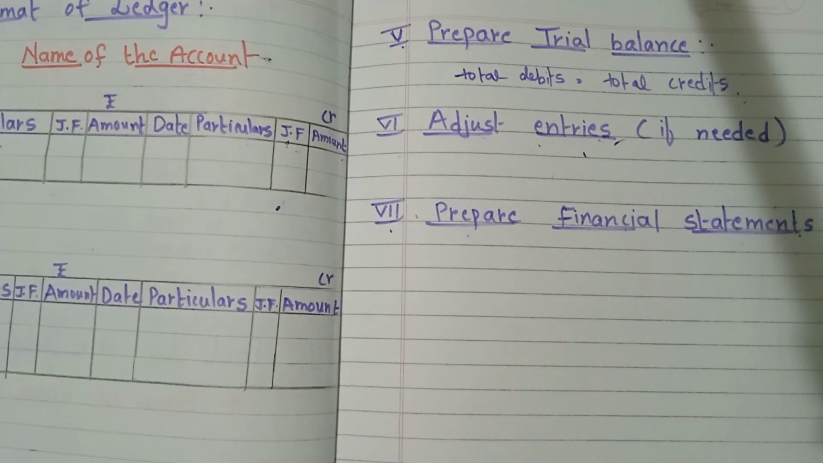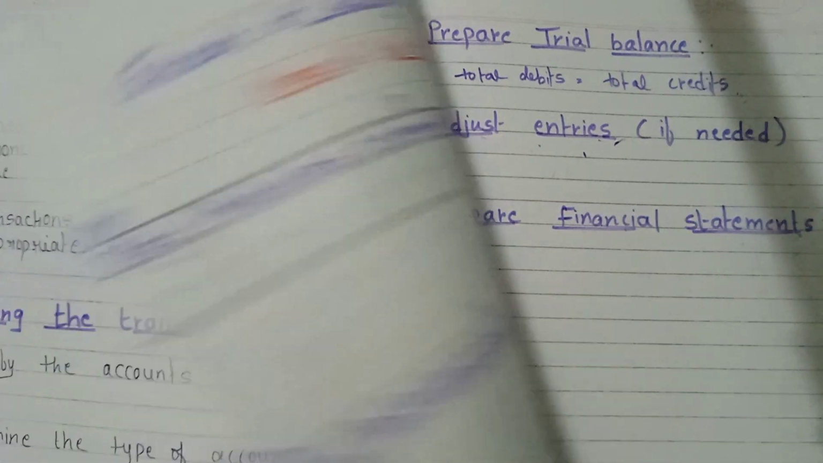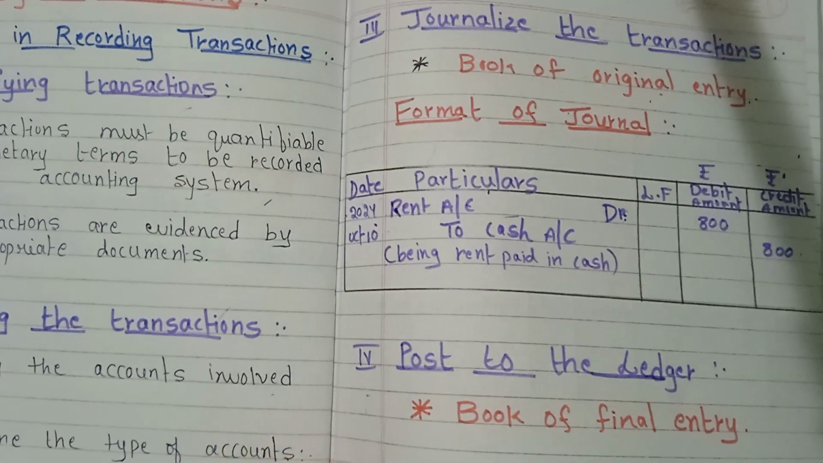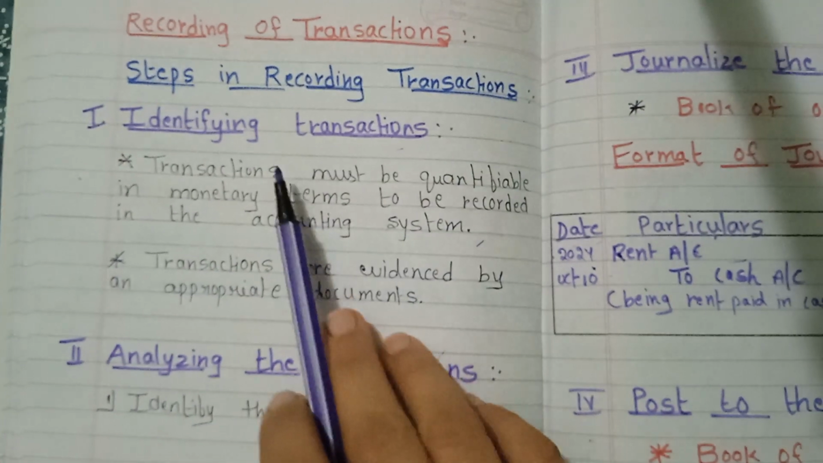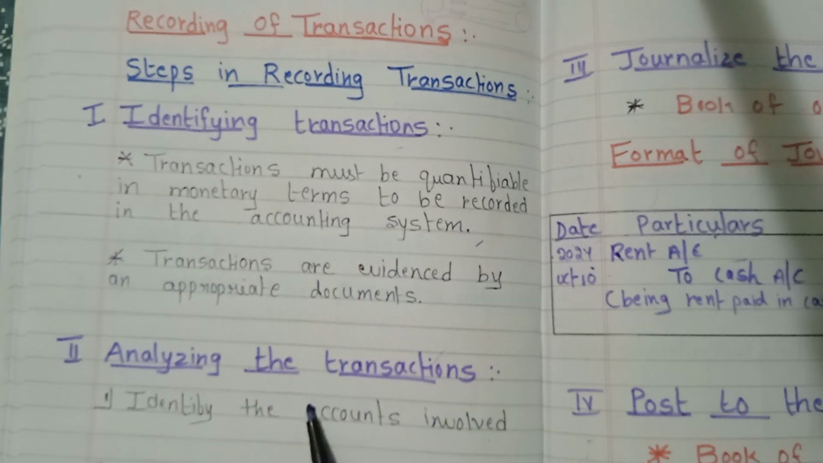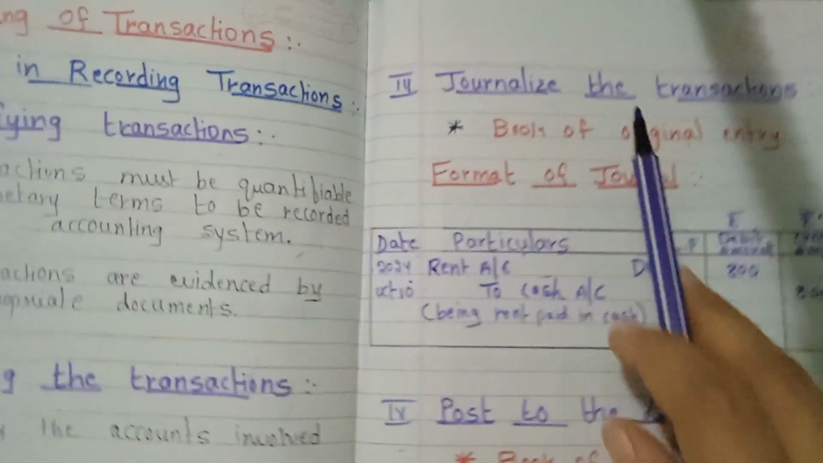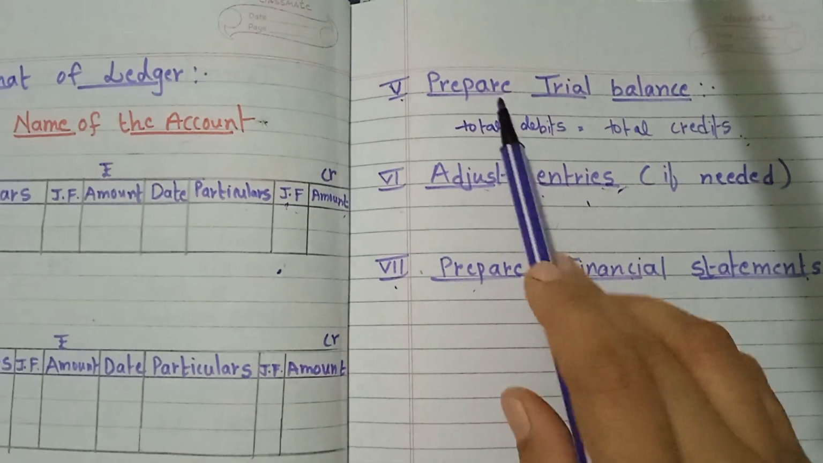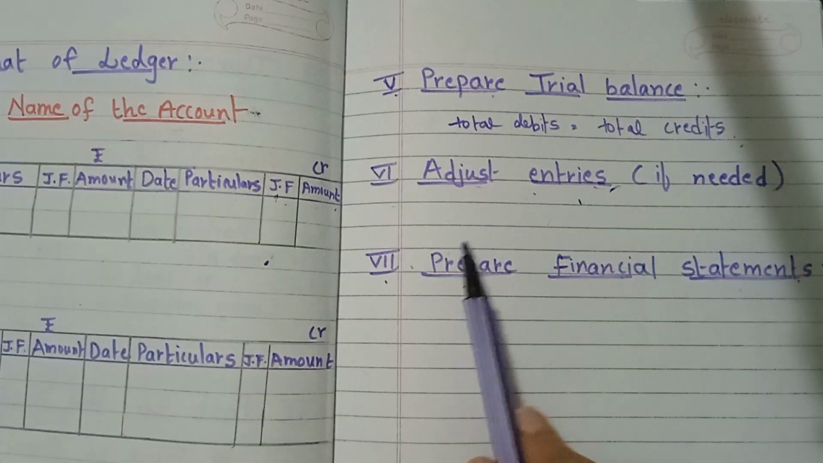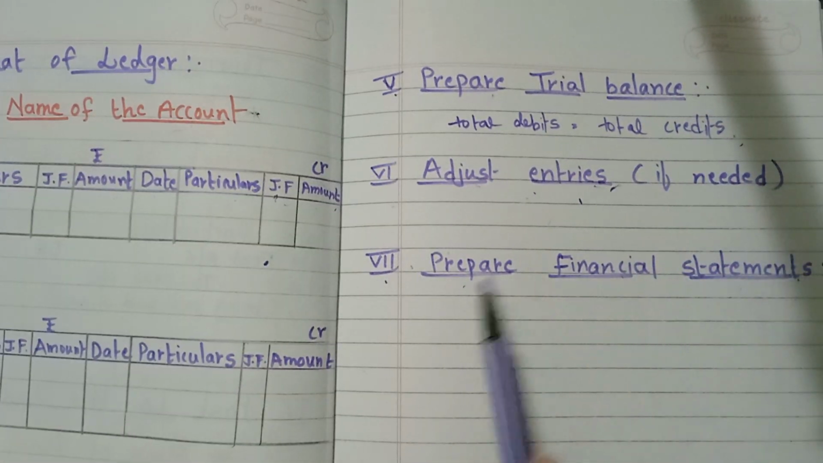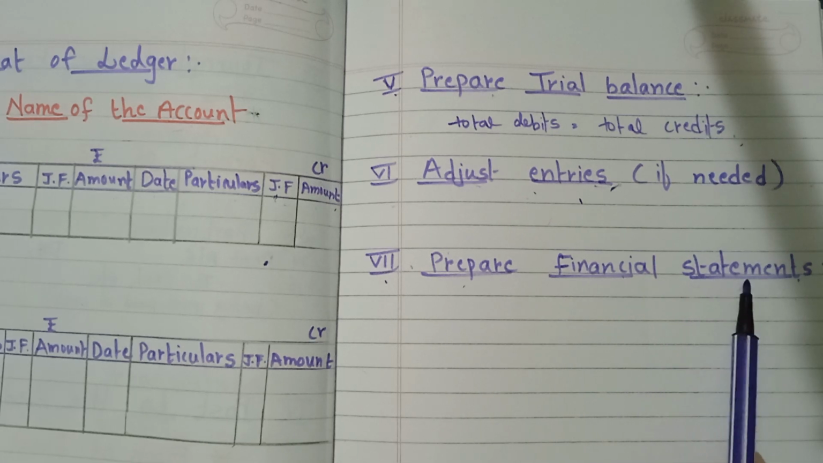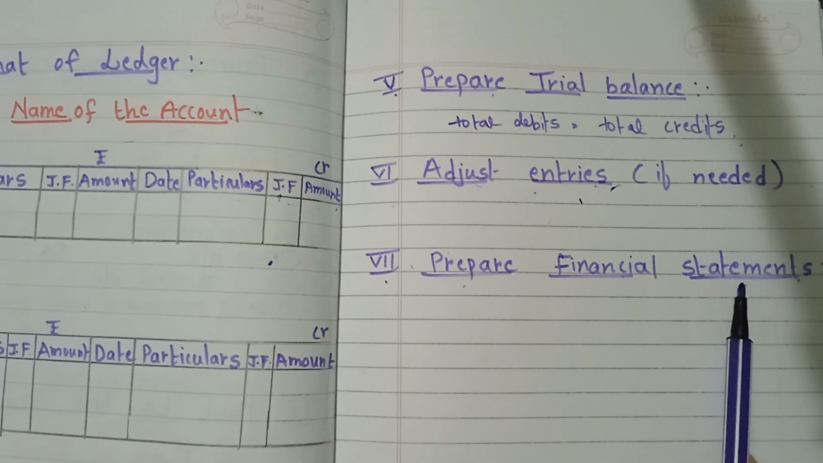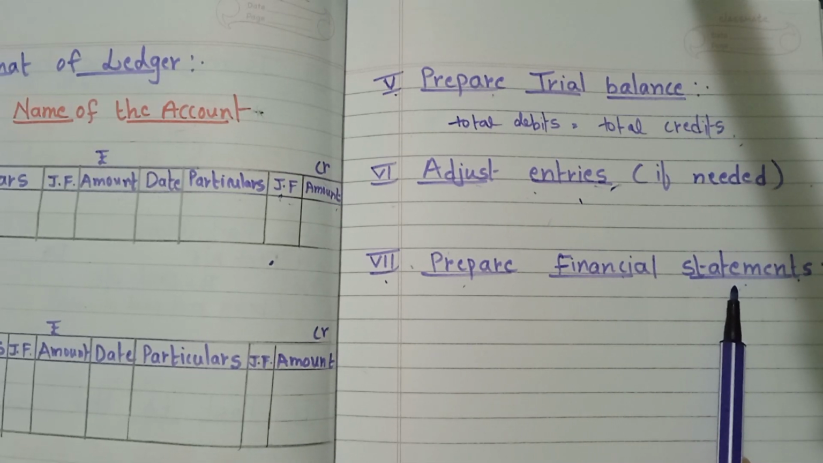Fine. This is about the steps involved in recording of transactions. First, identifying the transactions, analyzing the transactions, journalizing the transactions, posting to the ledger, preparing the trial balance, adjusting entries only if needed, and preparing the financial statements. For this, we need to use the adjusted trial balance.